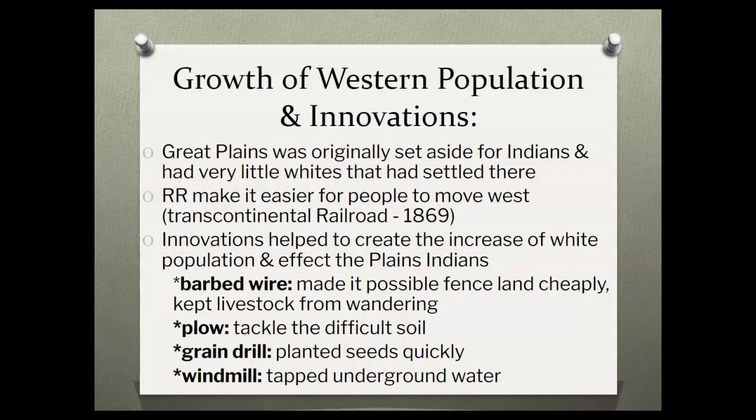And as more settlers start to move in and innovations or improvements are brought forth, those innovations help increase the white population, and it's going to affect the Plains Indians greatly. Four of the inventions that impacted the way Native Americans were used to living on their land were barbed wire, the plow, the grain drill, and windmills.